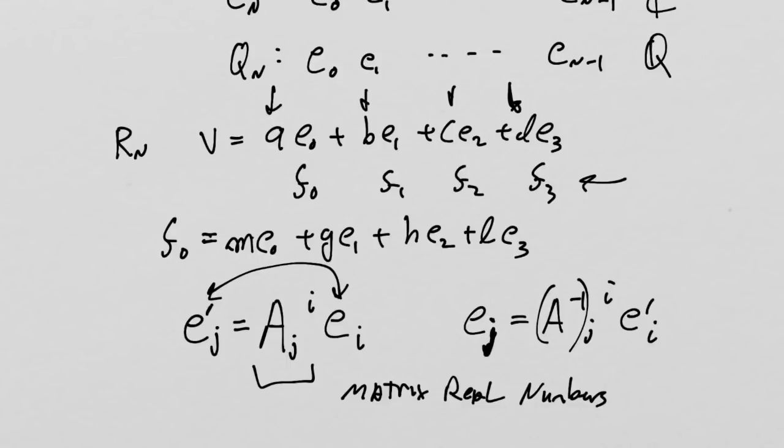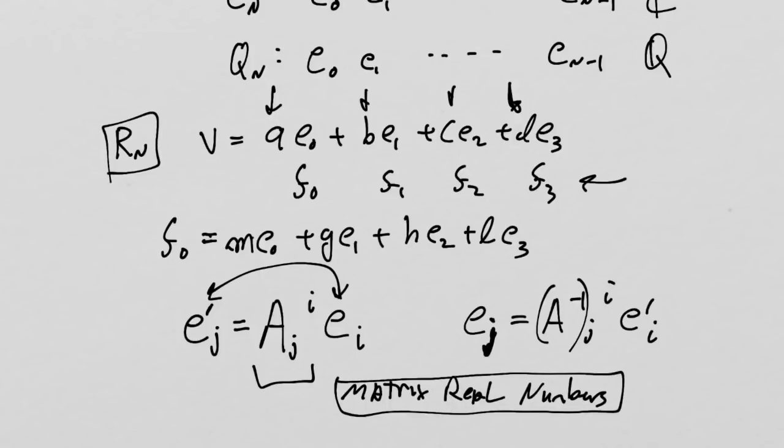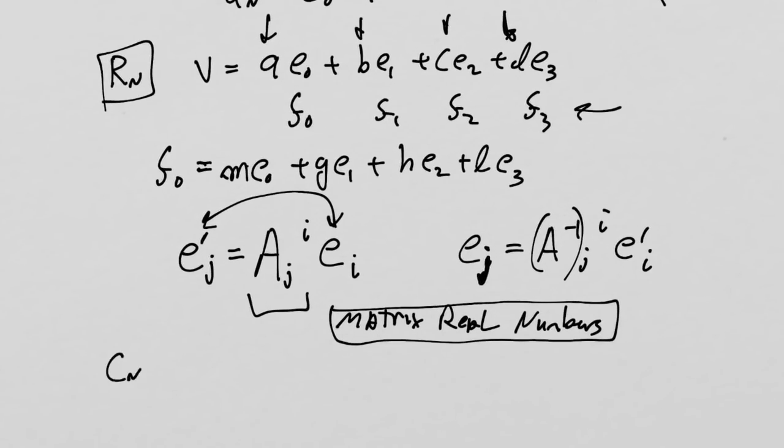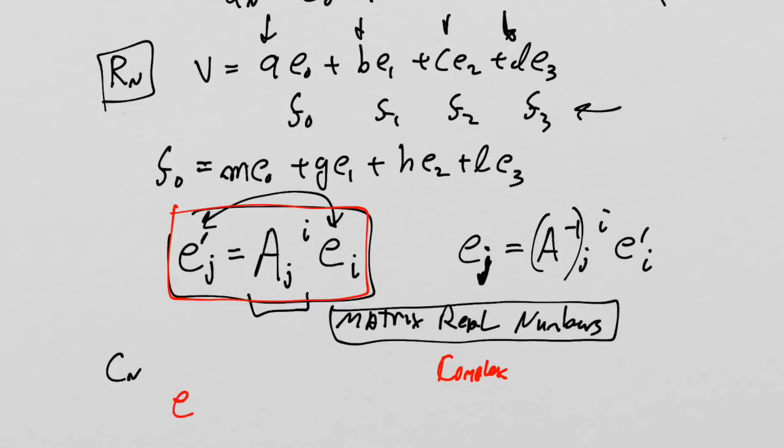This should be somewhat old hat for you, but the point is that this is a matrix of real numbers, as long as we're dealing with vectors in Rn. But as soon as I deal with vectors in Cn, the same rule applies exactly. There's no difference except that we're now dealing with a matrix of complex numbers, because e prime 1 is now going to be some complex number times e0 plus some other complex number times e1 plus some other complex number, z, w.